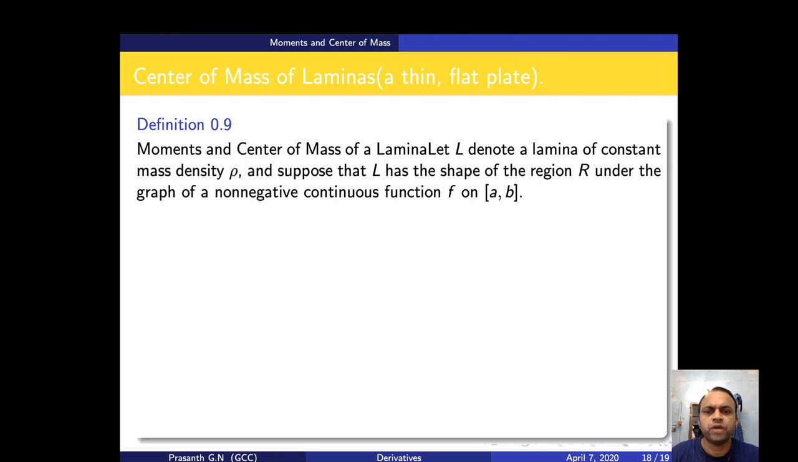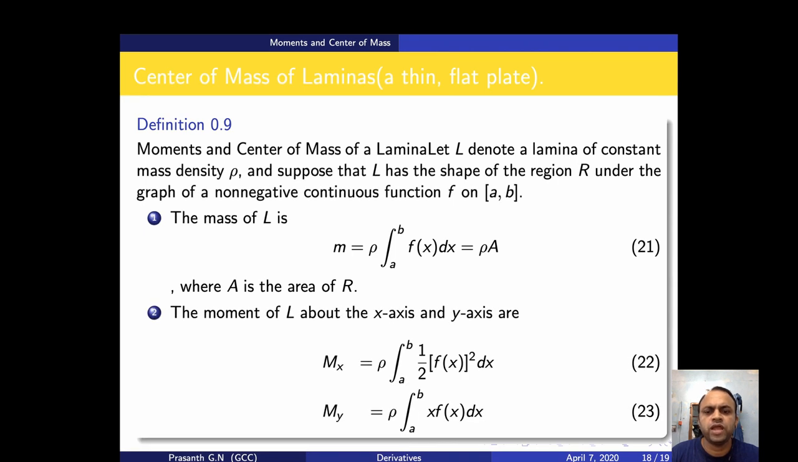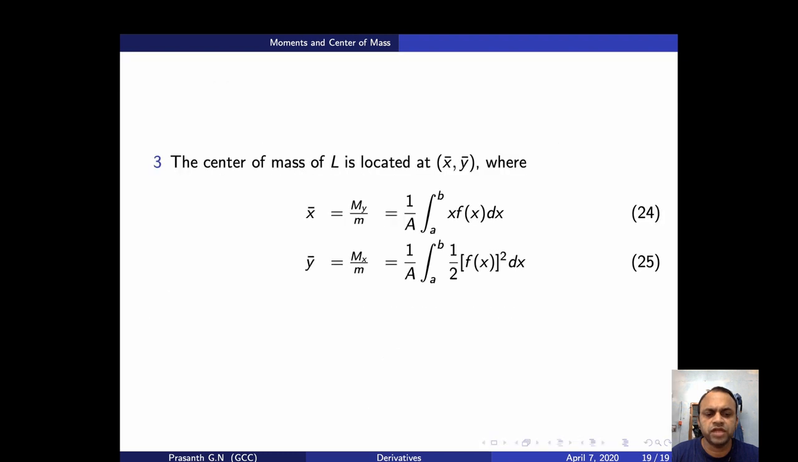Moments and center of mass of a lamina. Let L denote a lamina of constant mass density rho, and suppose that L has the shape of a region R under the graph of a non-negative continuous function f on the closed interval a to b. The mass of L is m equal to rho times the integral from a to b of f of x dx, that is rho A, where A is the area of the region R. The moments of L about the x-axis and y-axis are given by Mx equal to rho times the integral from a to b of half of f of x whole squared dx, and My equal to rho times the integral from a to b of x f of x dx. The center of mass of L is located at x bar, y bar, where x bar is equal to My by m and y bar is equal to Mx by m.